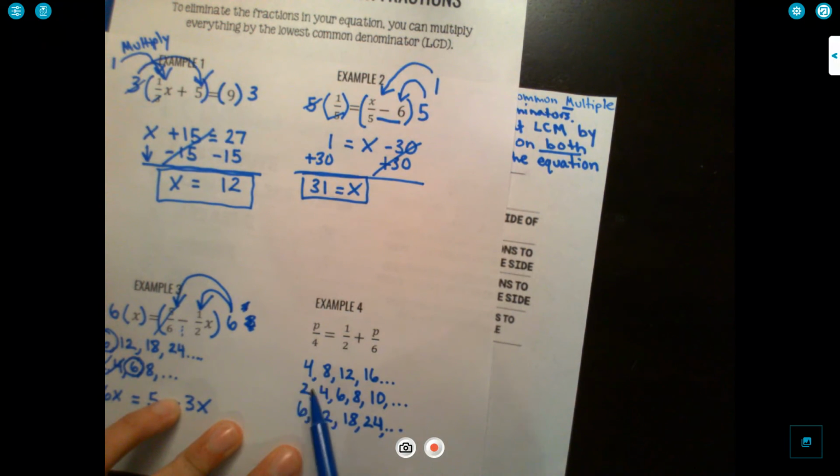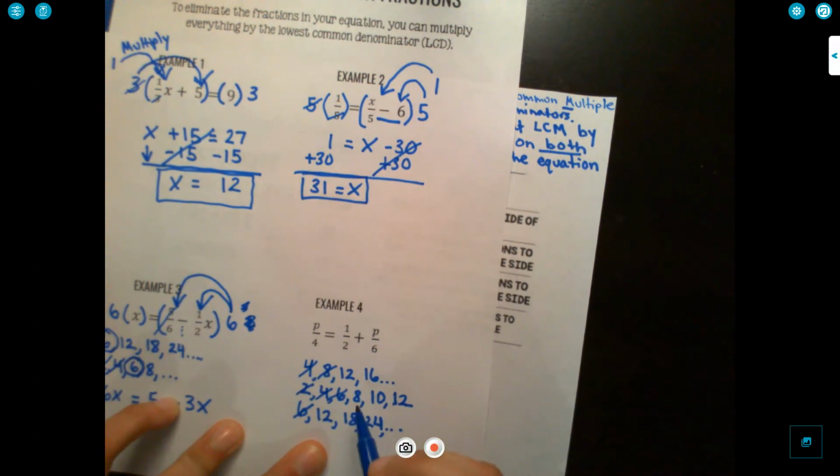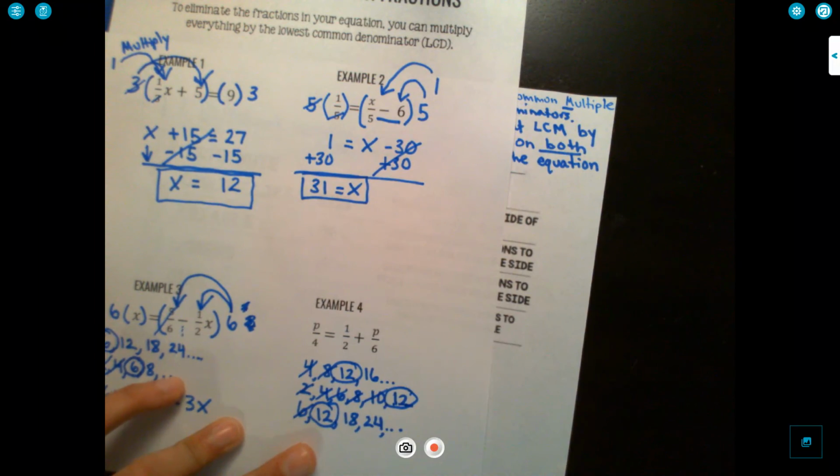So 2, 4. Well, 4 won't work because 4 is not down here where the 6 is. We've got 2 and 6 right here, but 4 doesn't share 6. So basically we need to find 12. So 2 does go into 12, so I'd have to keep going. So the number is basically 12. So we're going to have to multiply both sides of the equation by 12.